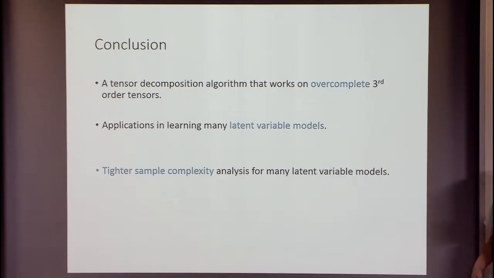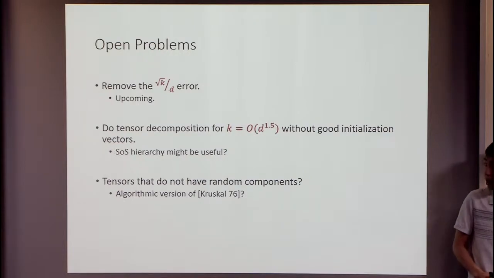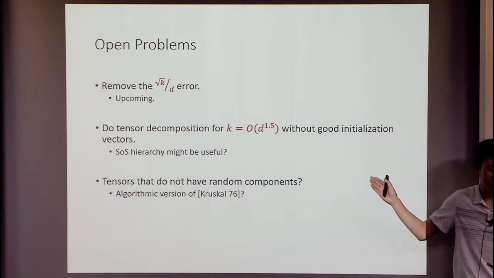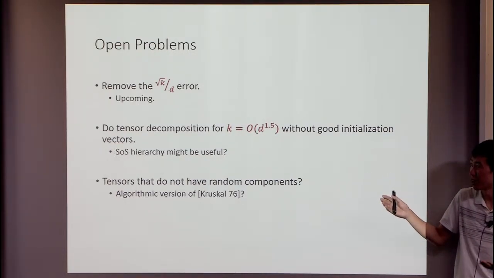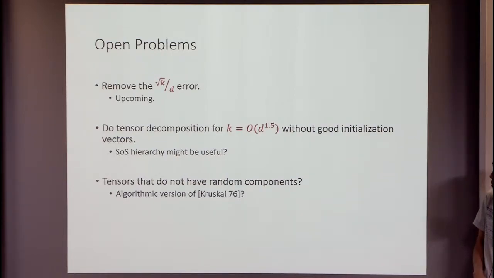So in conclusion, we show that there's a tensor decomposition algorithm that works on overcomplete third-order tensors, has applications in learning latent variable models, and has tight sample complexity bounds. There are many open problems. So first, we want to remove the error root k over d, which we now know how to do, but it's in an upcoming paper.